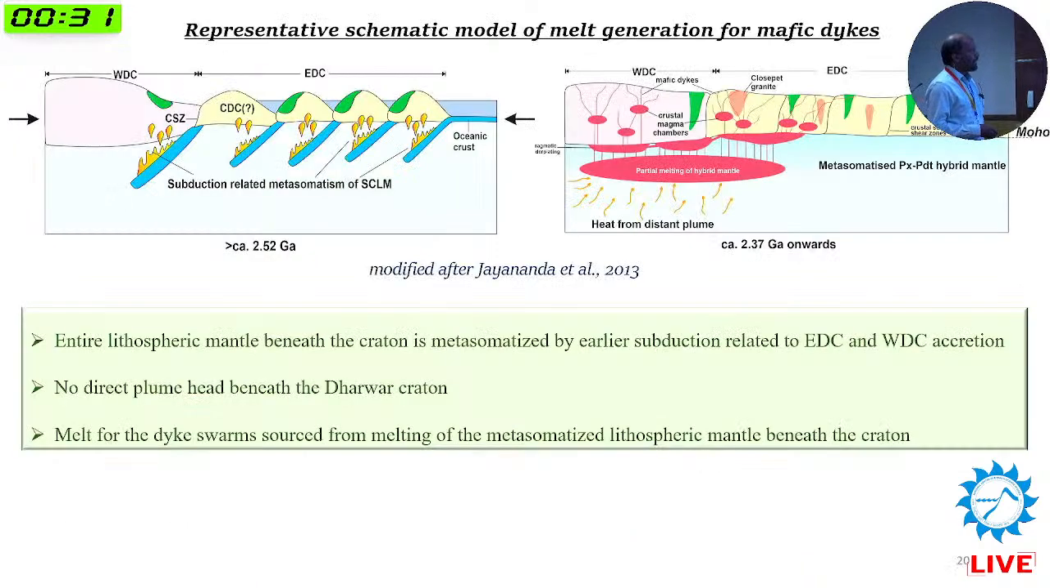Therefore, what we suggest, by following the model of Jayananda et al. 2013, is that the Dharwar SCLM of the Dharwar Craton has evolved due to the subduction process or accretion between the WDC and ADC. Multiple subduction fronts are present, which metasomatized the SCLM below 2.52 Ga, and subsequently the plume interacted with this metasomatized SCLM and produced different generations of dikes.